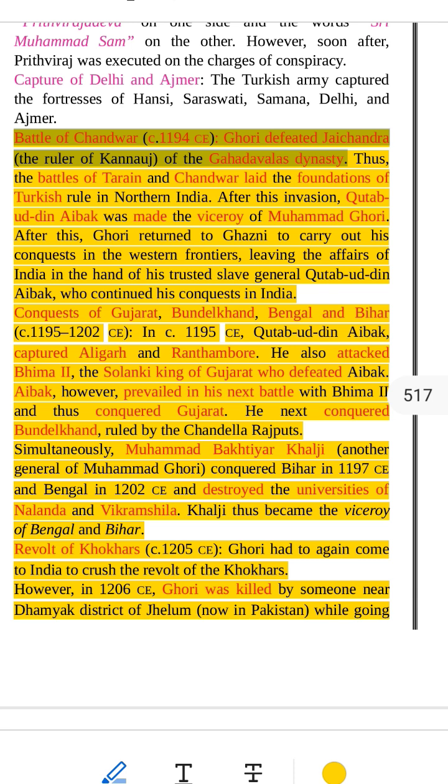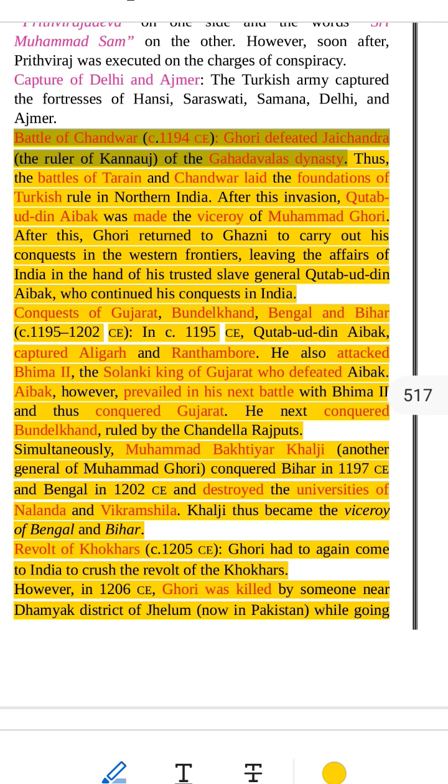Jayachandra was one of the strongest kings in North India at that time. When he was defeated by Muhammad Ghori, a big part of North India became weak and open to foreign rule. Thus, the battles of Tarain and Chandwar laid the foundations of Turkish rule in northern India.